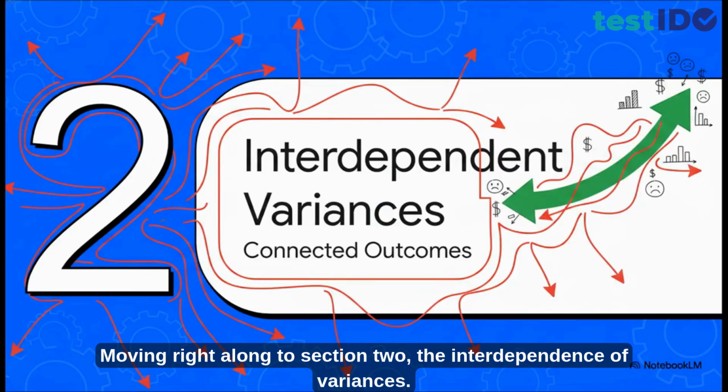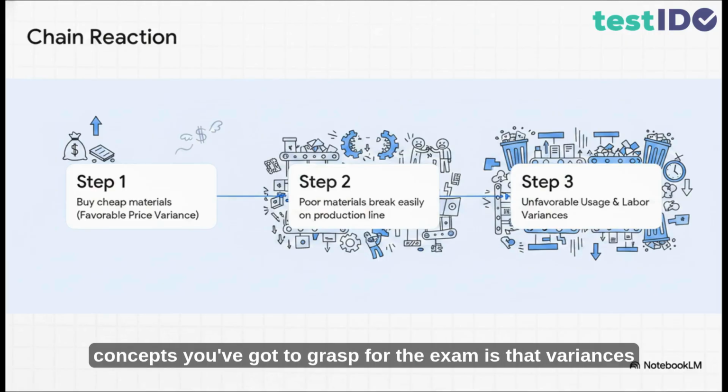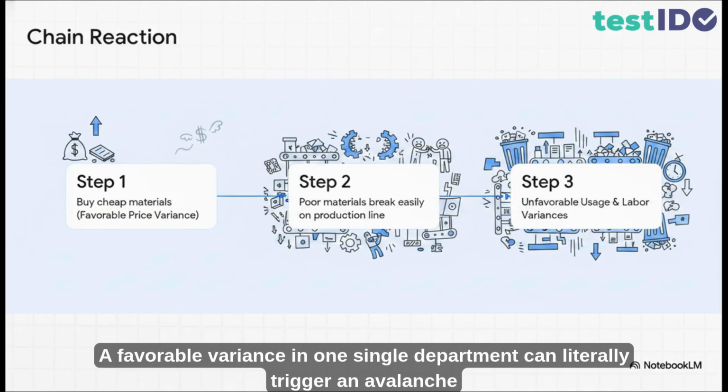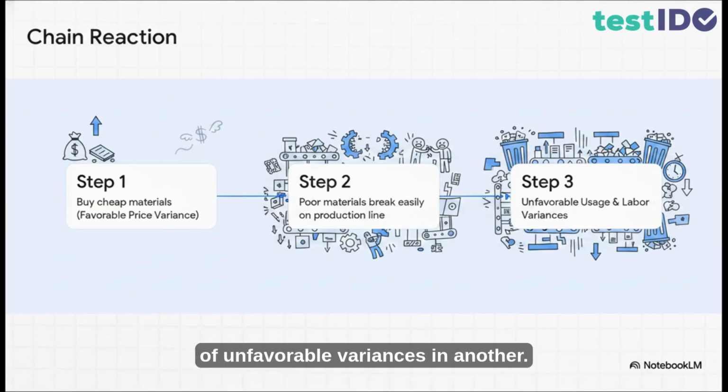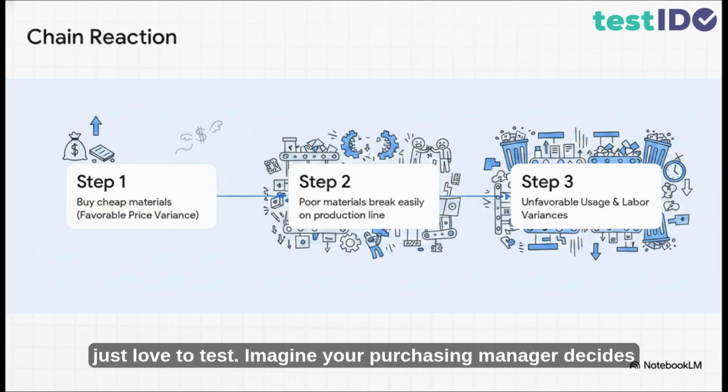Moving right along to Section 2, the interdependence of variances. So one of the absolutely most important concepts you've got to grasp for the exam is that variances do not exist in a vacuum. They are deeply, deeply connected. A favorable variance in one single department can literally trigger an avalanche of unfavorable variances in another. Let me tell you a classic cause and effect story that examiners just love to test.